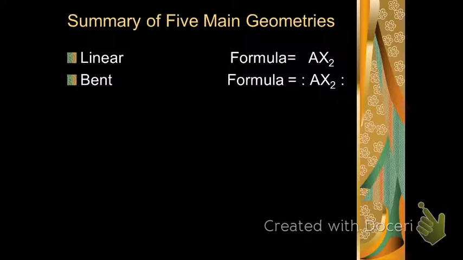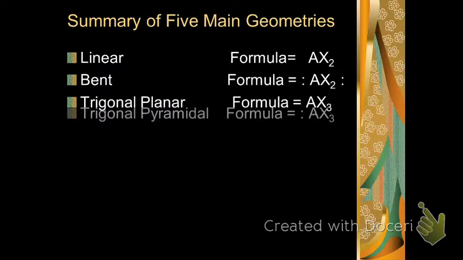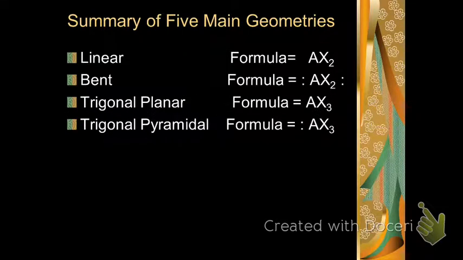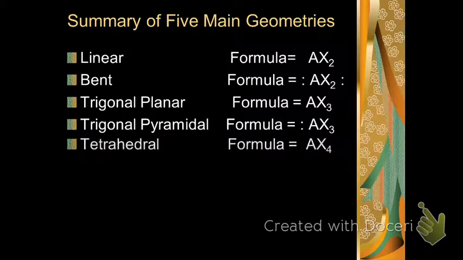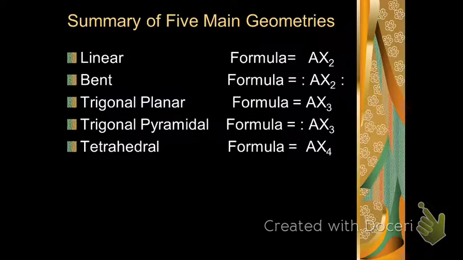The next 2 pairs to remember are the trigonal ones. One doesn't have a lone pair, one has a lone pair. So remember those as a pair. And then you only have one left, and that's one that's kind of on its own. It's tetrahedral.